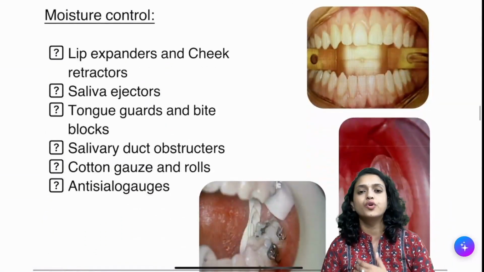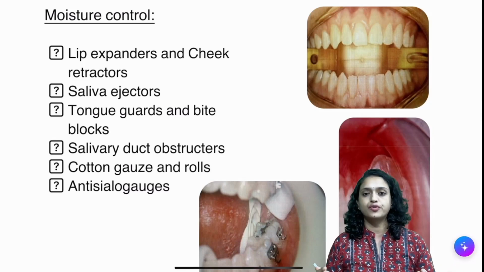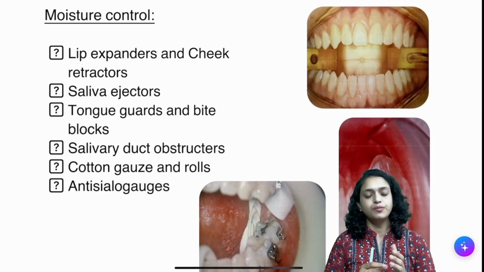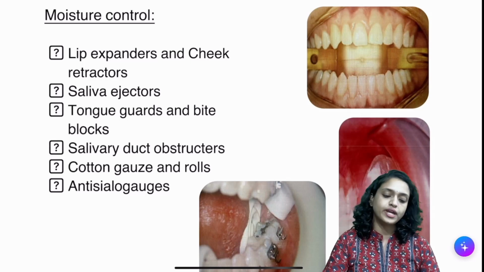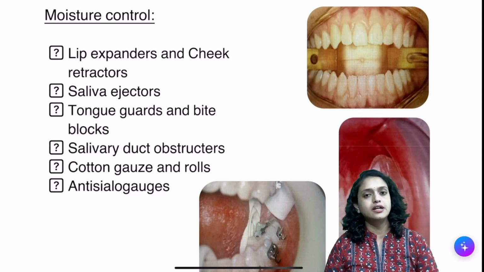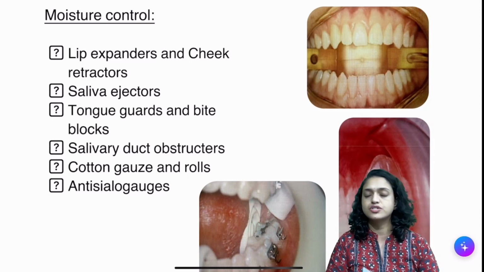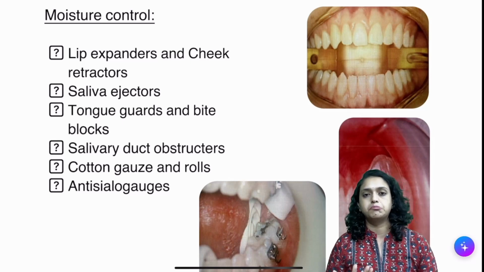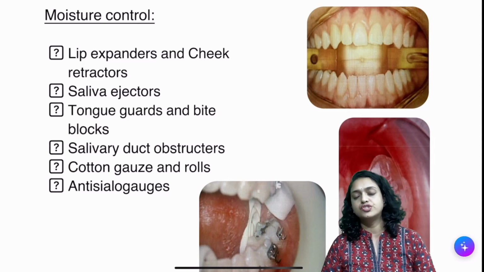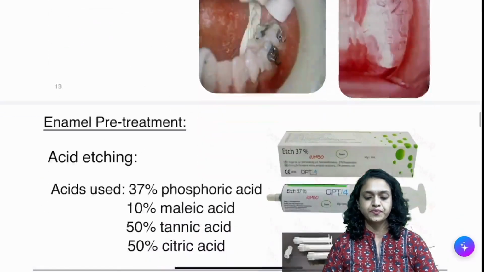Next, you're going to have proper moisture control. Only then will the adhesion between the bracket and the tooth be good. So you can use saliva ejectors, tongue guards, salivary duct obstructors, and cotton rolls. Antisialagogues can be used in small children who have severe salivation which cannot be controlled using mechanical moisture control. You can use pharmacological methods of moisture control also.